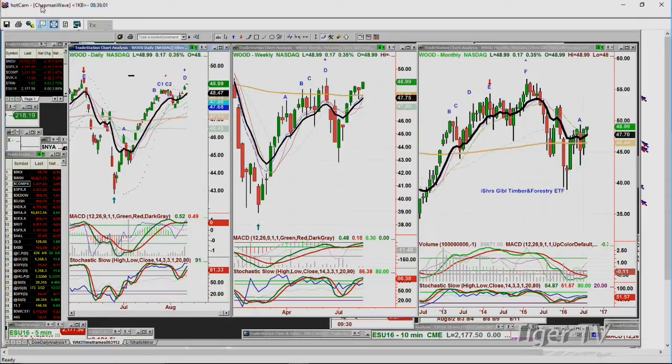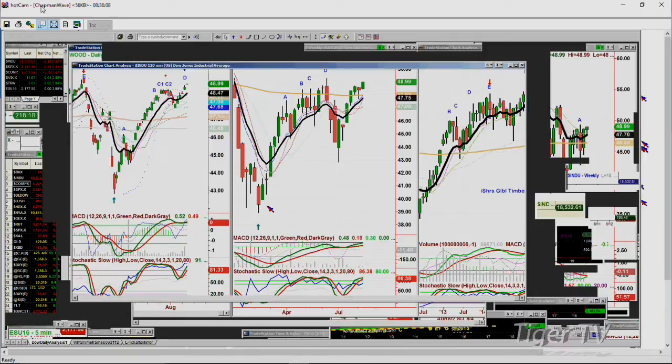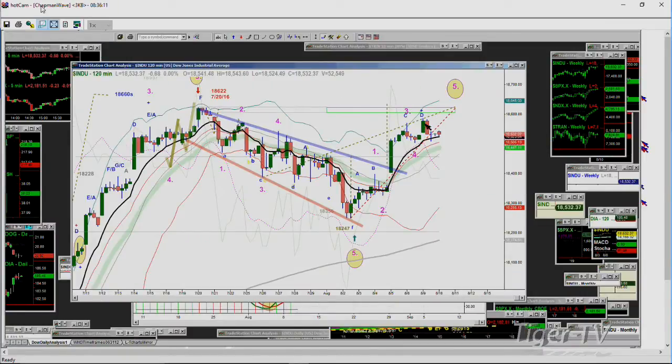So here we go. I just want to show a particular chart, and that chart will be right here. This is the Dow 120-minute chart. It has made the D. Remember, D is very important. I'm anticipating that by the end of the day, we're going to find some strength. I hope we find some strength. We need to find some strength.